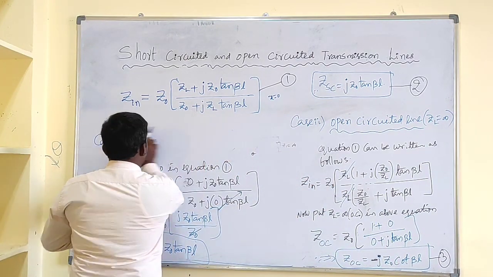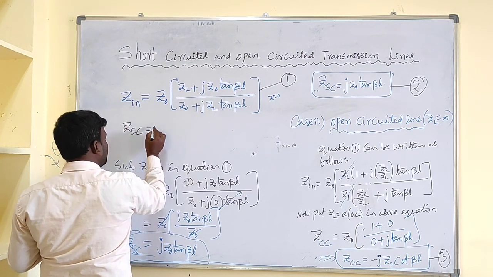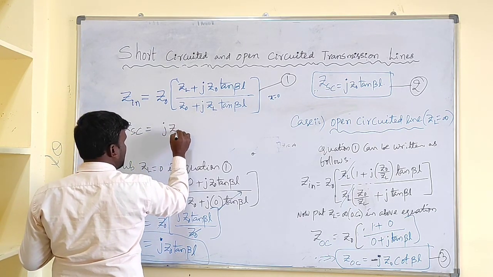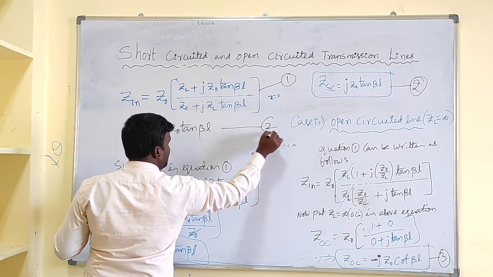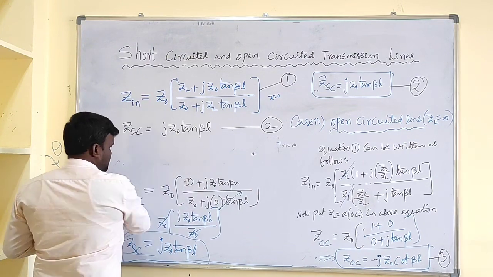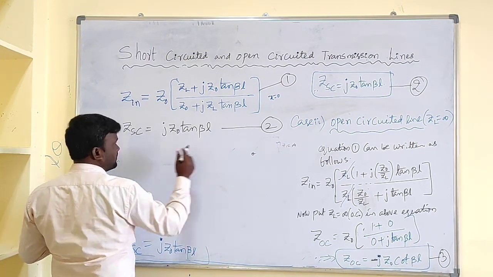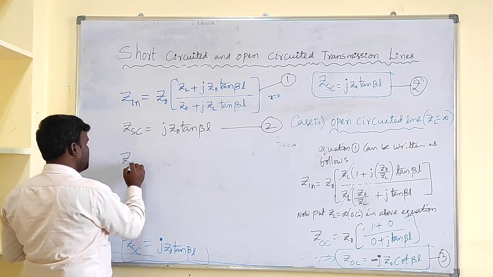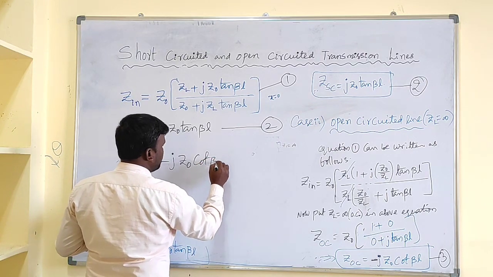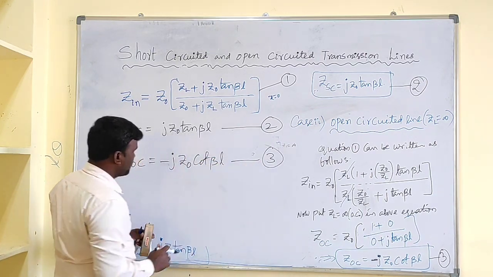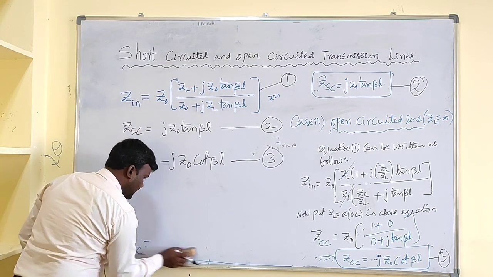Okay. Now I will write those equations here. That is ZSE, what is ZSE? j Z naught tan beta L. That is equation number 2. We will multiply equation 2 and equation 3 later. Next, let us write these equations. That is ZOC, what is ZOC? Minus j Z naught cot beta L. We derived these equations for the open circuit and short circuit. It is for short circuited line, it is for open circuited line.